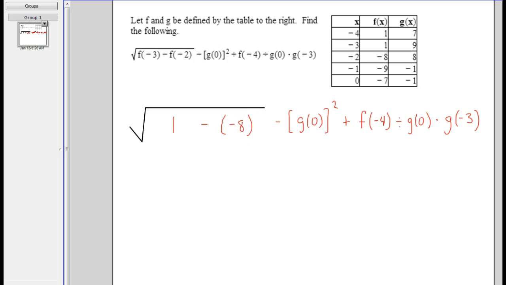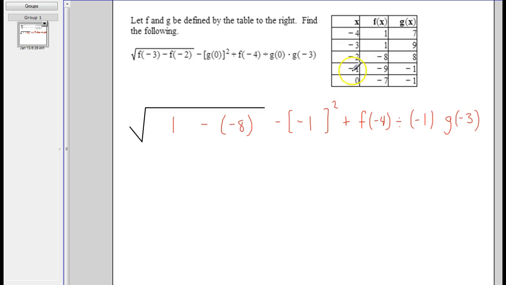Okay, now switching to g of 0. There's 0. Go all the way over to here for the g column. This is g of 0. So g of 0 right here is going to be replaced with -1. Alright, and then that means this right here also gets replaced with -1. Okay, that's another g of 0. So I'm going to put a parentheses -1 there as well.